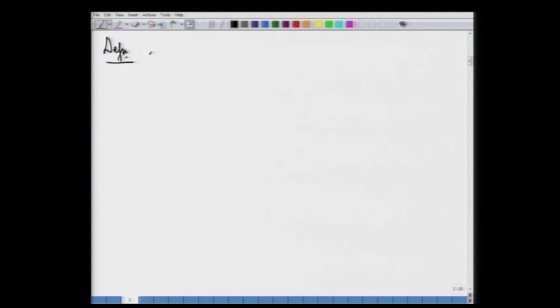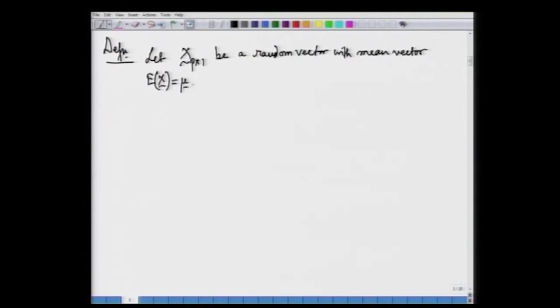With the Cramer-Wold theorem in the background, we will now formally define the multivariate normal distribution. So, this is the definition. Let x be a random vector with mean vector denoted by mu, which is the expectation of x, and the covariance matrix sigma, which is a p by p square matrix.